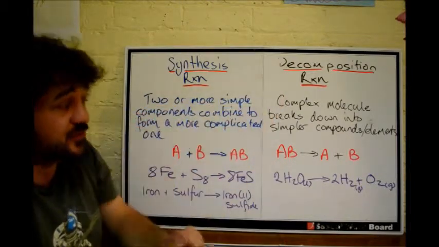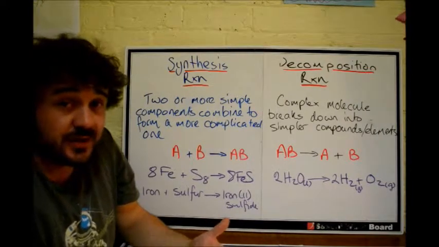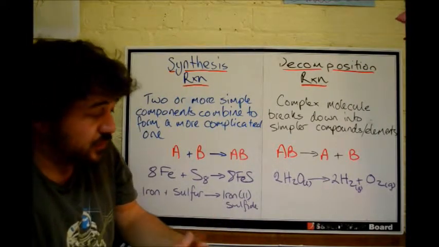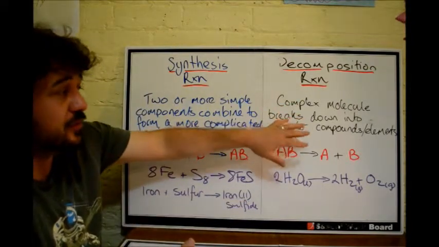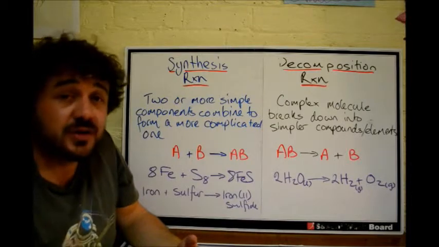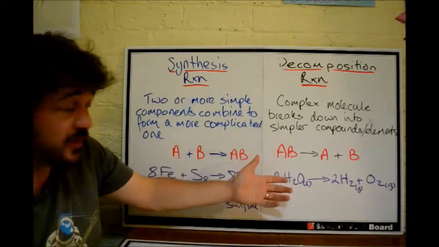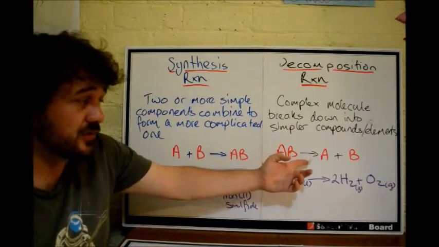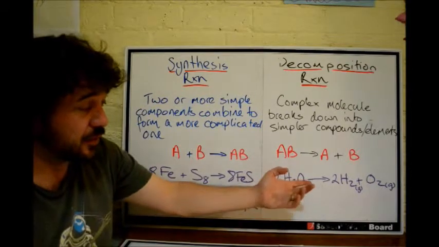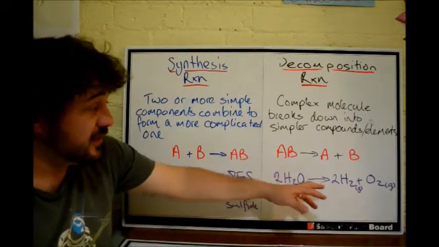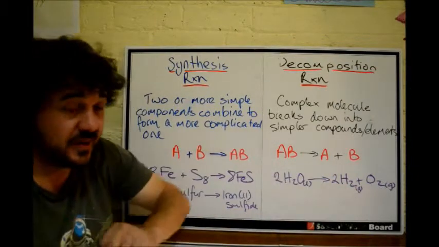Then you have a decomposition reaction. So this is where a complex molecule, doesn't have to be super complex, just more than one thing, breaks down into simpler compounds or elements, and we see that. So the generalized equation again is AB goes to A plus B. So water here can be broken down through hydrolysis to hydrogen gas and oxygen gas.